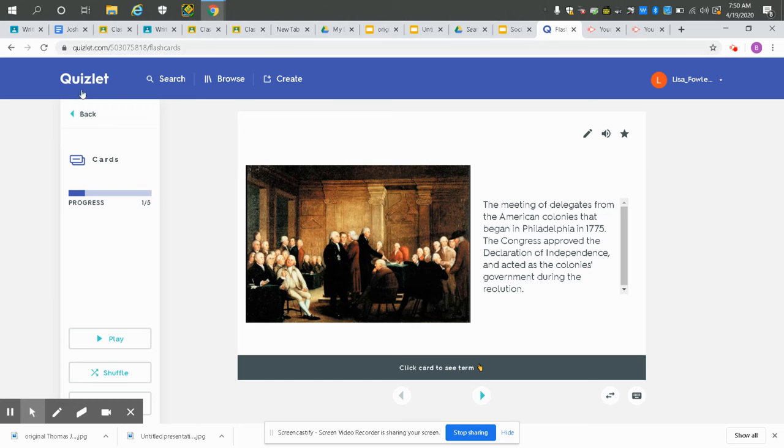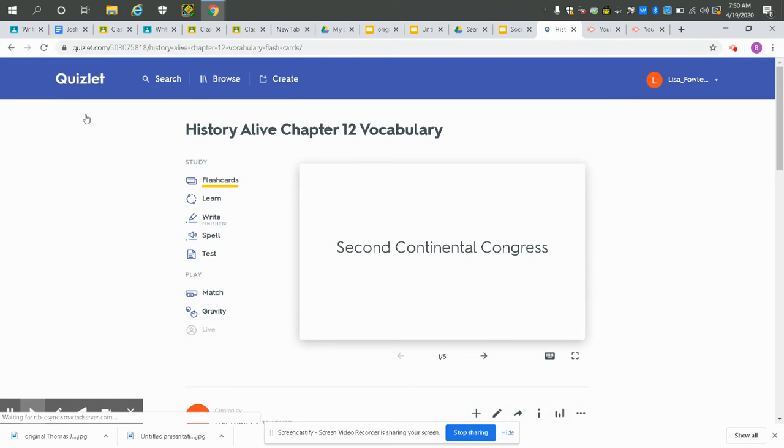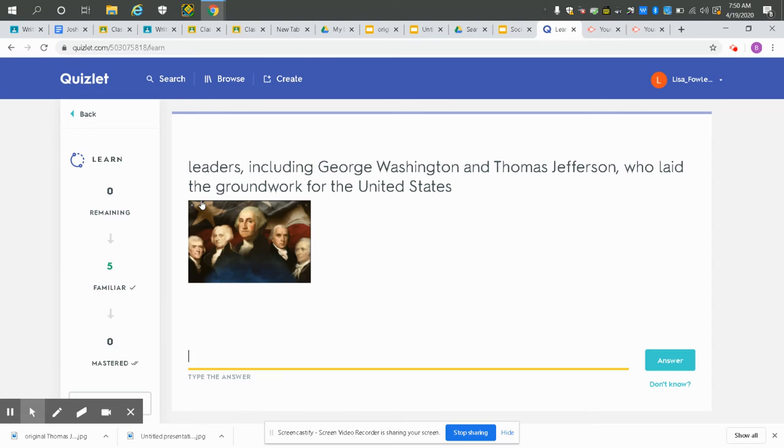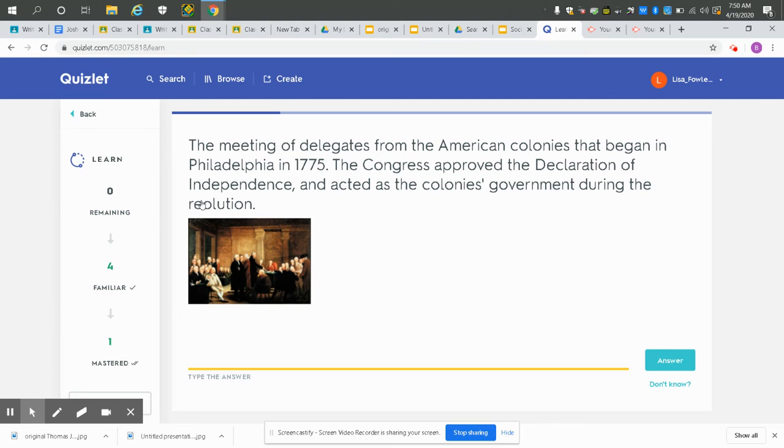Another thing you can do on Quizlet after you've practiced all 5 flashcards is go to learn mode. In learn mode, you are typing the answer. This is one of our words: leaders, including George Washington and Thomas Jefferson, who laid the groundwork for the United States, are called the Founding Fathers.